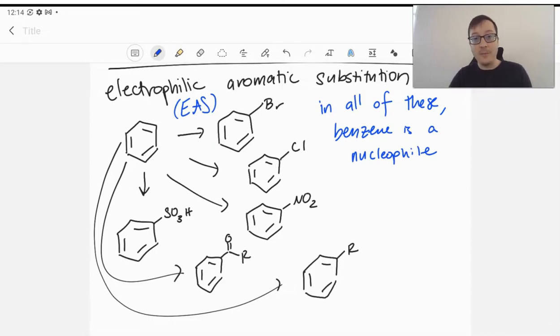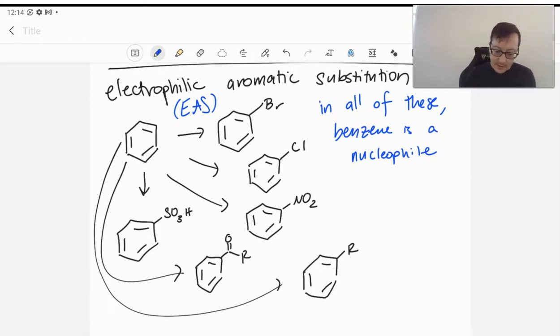In all of them, benzene is your nucleophile, and the mechanism is exactly the same, except for the generation of your electrophile. We're going to see that we can generate electrophiles in various ways, but once the electrophile is generated, the mechanism is going to be identical for all of these.